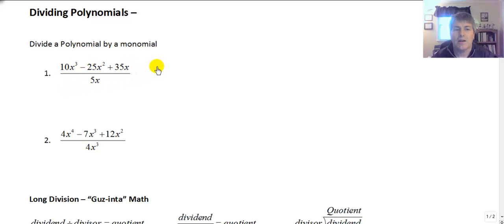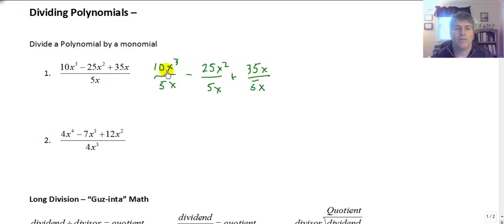So we can rewrite this as 10x cubed over 5x minus 25x squared over 5x plus 35x all over 5x. And this really becomes three separate division problems.